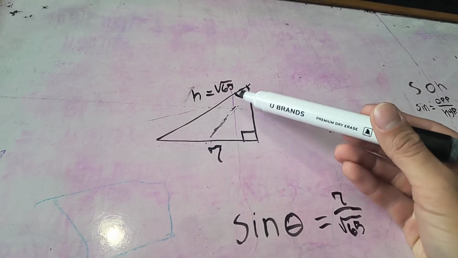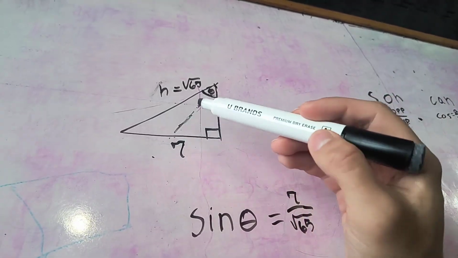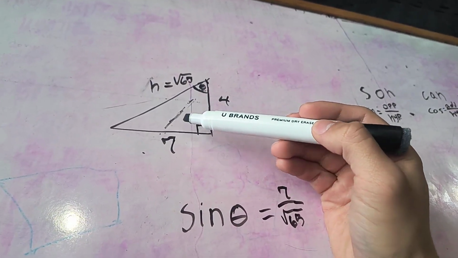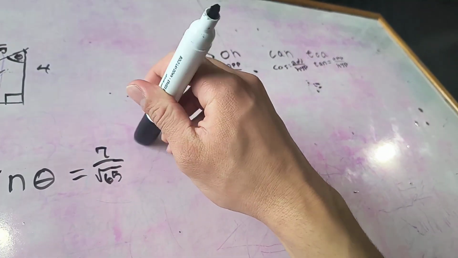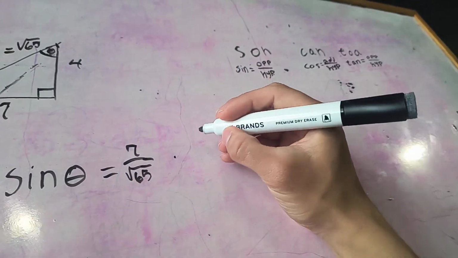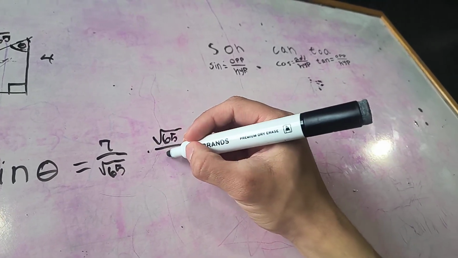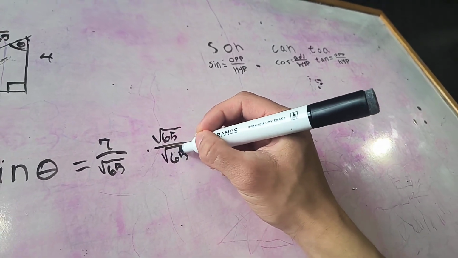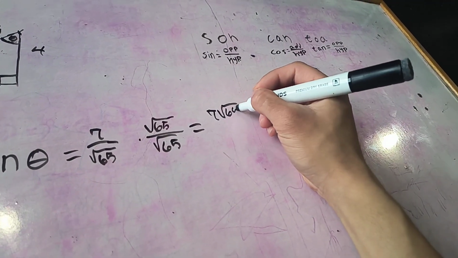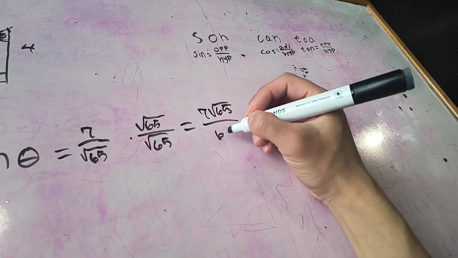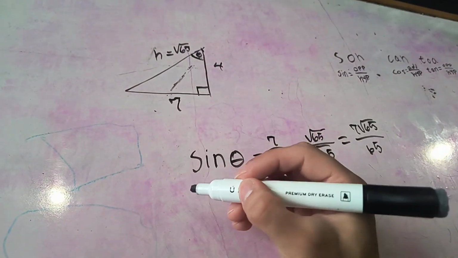Because this is the opposite side for this angle. But let's multiply this by square root of 65 so we can make it a proper expression. And this becomes 7 square root of 65 over 65, because the square root of something times itself is just that thing. Okay, now let's find cosine.